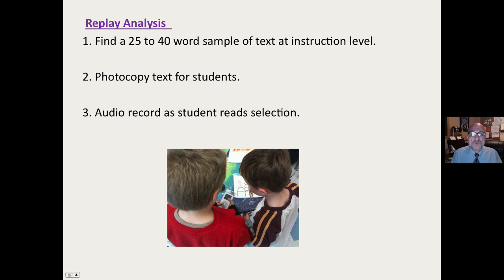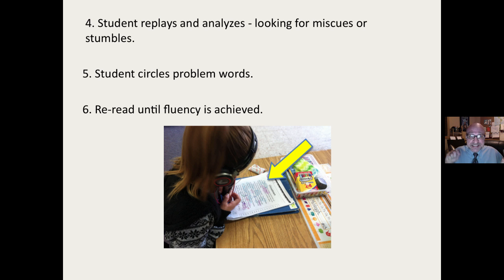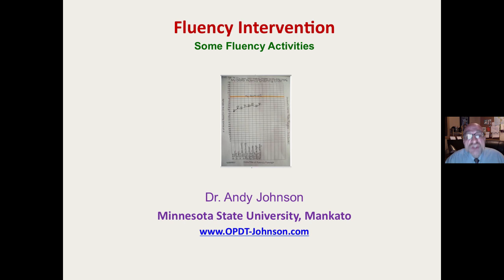Find a 25 to 40 word sample of text at their instructional level. Photocopy the text for students and audio record the student as he or she reads the selection. The student replays and analyzes his or her own reading, looking for miscues or stumbles, and they circle the problems. They simply reread until fluency is achieved. Reread, replay, analyze. These are just some ideas for fluency. This has been a focus on a fluency intervention.